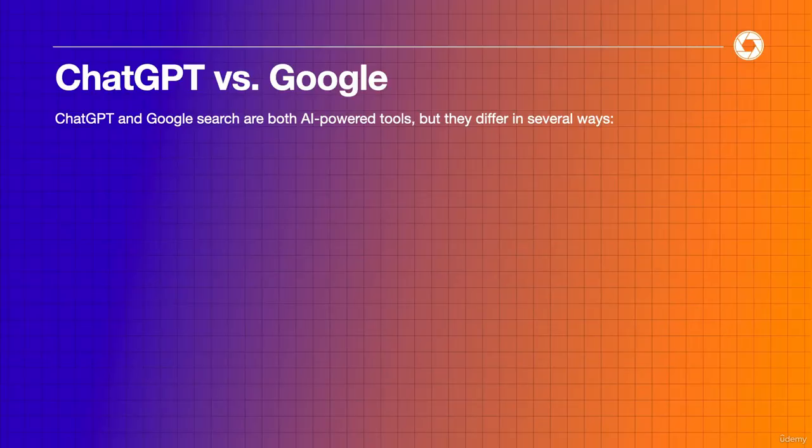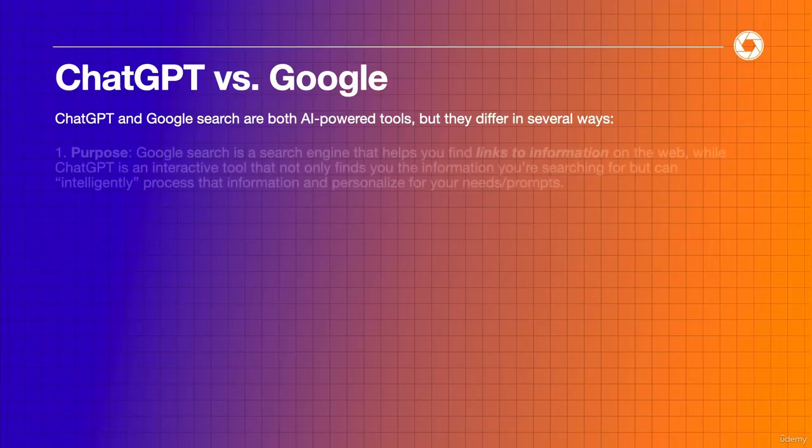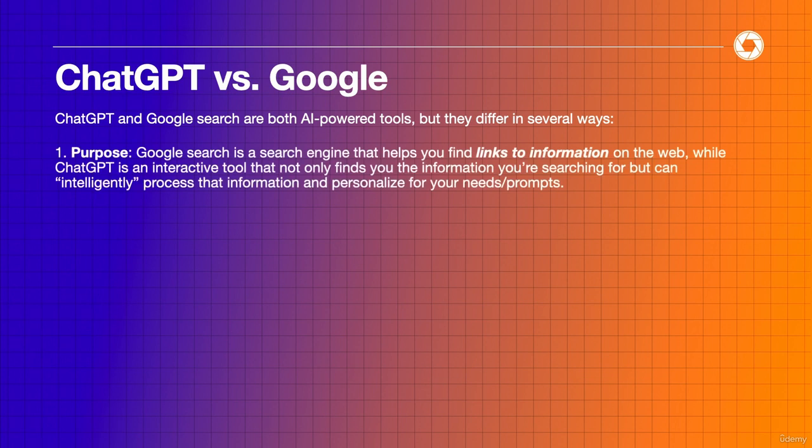So now let's talk about the difference between ChatGPT and a Google search. They both are AI-powered tools that differ in a few different ways. So let's first talk about the purpose.